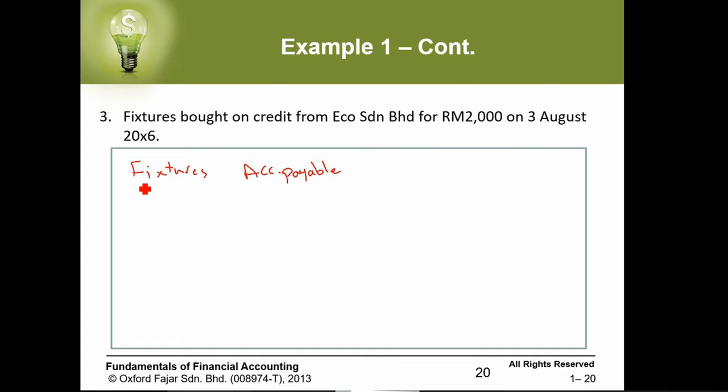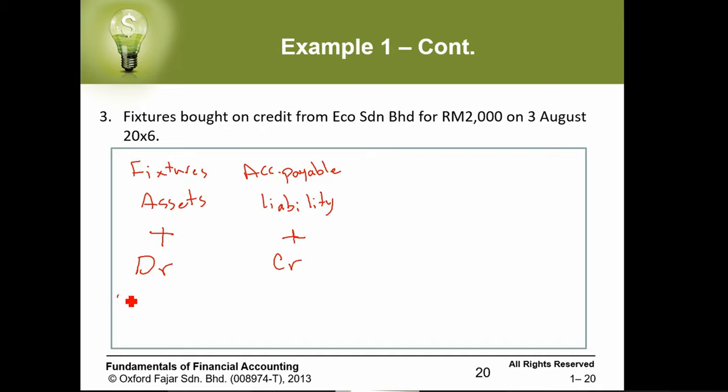Fixtures is asset, liability, or owner's equity? Fixtures will go to assets. Yes. Accounts payable will go to liability. That's good. Then the fixtures, which is an asset, increase or decrease? Increase. The accounts payable, increase or decrease? Increase. So the asset, fixtures, when increased, goes debit or credit? It'll go to debit. Accounts payable when increased, goes debit or credit? It'll go to credit. Yes.